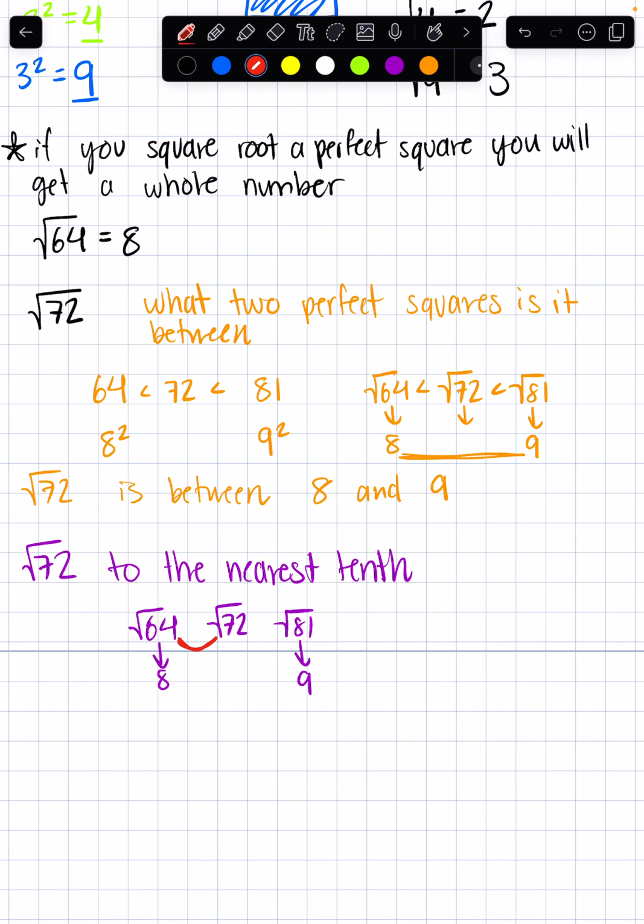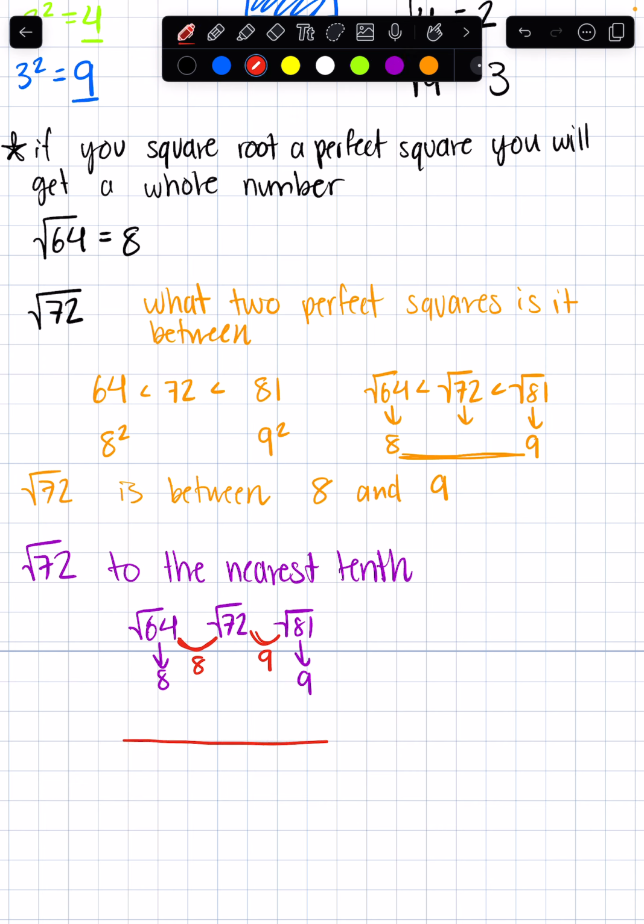Well, the difference there is going to be 8. And the difference here between 72 and 81 is 9. And so 8 and 9, right, that means that 72 is pretty much in the exact middle of 64 and 81. Well, then I would have to think about, okay, what's in the exact middle of 8 and 9?